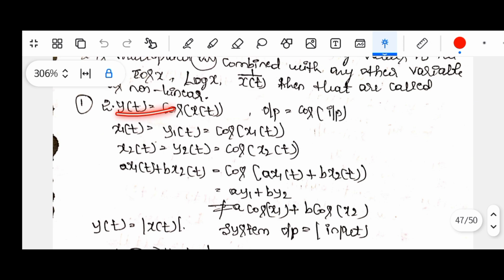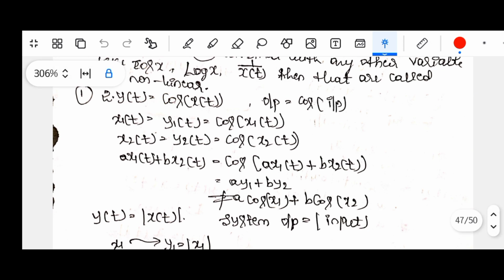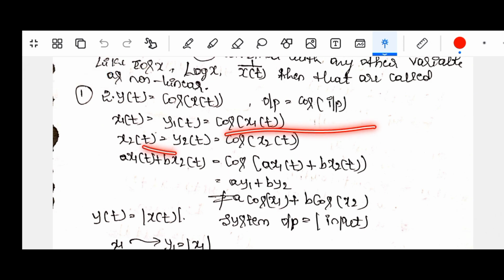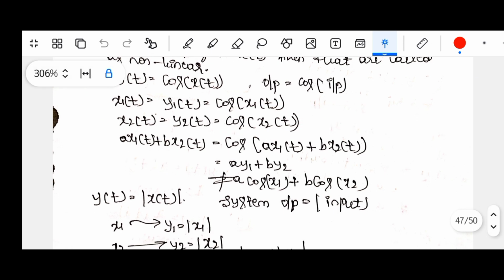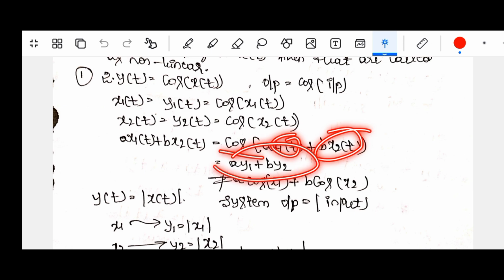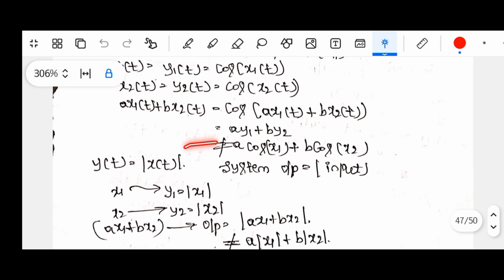Next, y(t) = cos of x(t). x1(t) gives y1 = cos of x1(t), and x2(t) gives cos of x2(t). Let's see, a times x1(t) plus b times x2(t) gives cos of a times x1(t) plus b times x2(t). Therefore, compared with a times y1 plus b times y2, this is not equal to a times cos x1 plus b times cos x2.